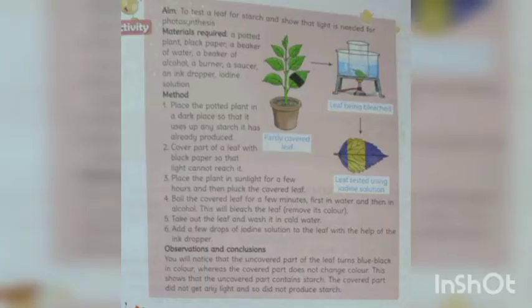So, while doing this one, what happens? The alcohol will bleach the leaf, that is, it removes all the color on the leaf because of the presence of alcohol. After doing this process, what we will do? We will take out the leaf and wash it in cold water.